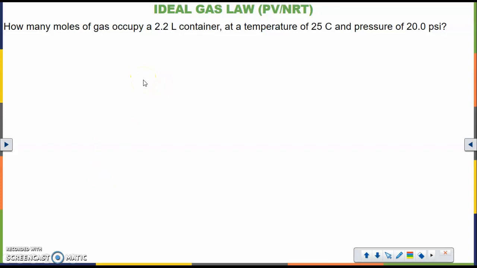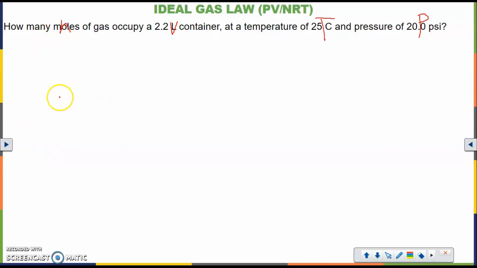Now we're going to be talking about a much more complex law called the ideal gas law. The ideal gas law is shown by PV equals nRT. What is shown here is you have volume, temperature, and pressure, and we're asking for moles.